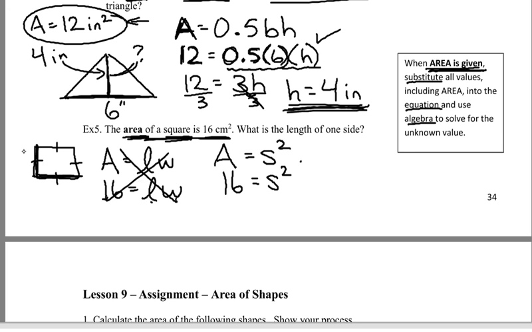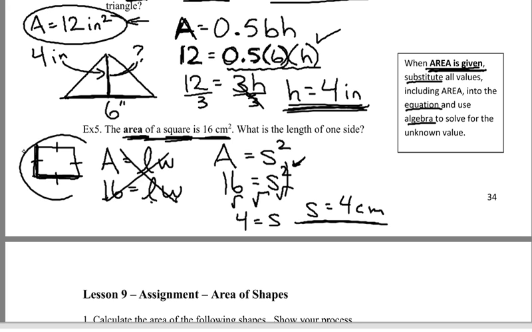Well, this time I have to get rid of an exponent too. How do you undo squaring a number? Well, it's square rooting. So the square root of 16 is 4 because the square root gets rid of the squared. So 4 is equal to S. Each side is 4 centimeters. So it's nice to start with the appropriate formula for a square.